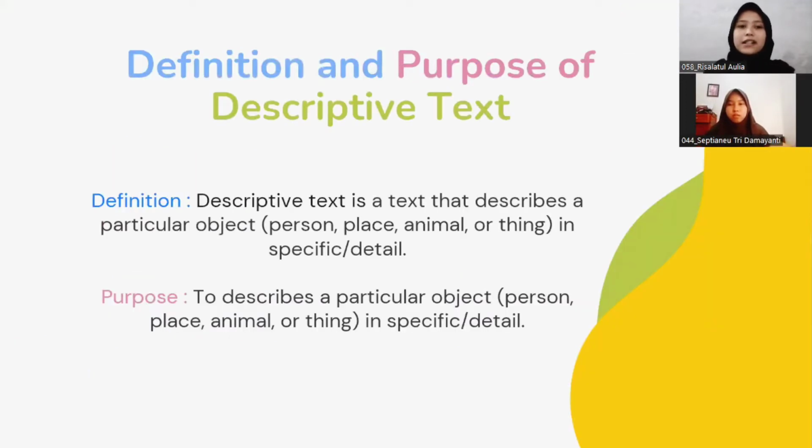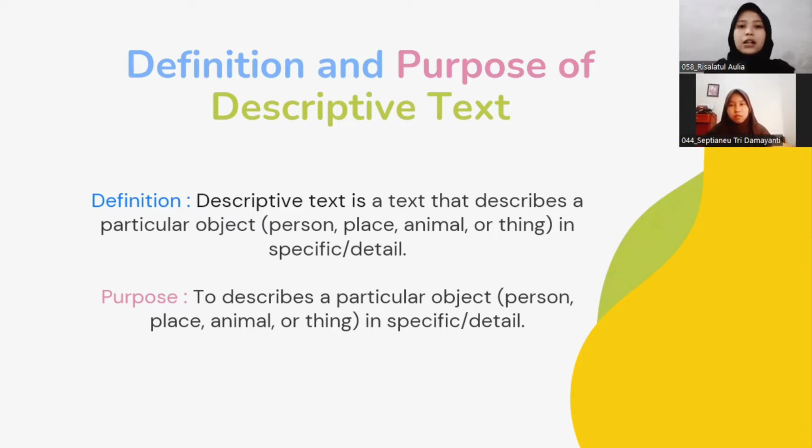Okay, the first is about definition and purpose of descriptive text. Descriptive text is a text that describes a particular object. It can be person, place, animal, or a thing in specific or detail. And the purpose of descriptive text is to describe a particular object in specific or detail. So, descriptive text is a text that explains something in detail. It can be a person, a place, an animal, or a thing.